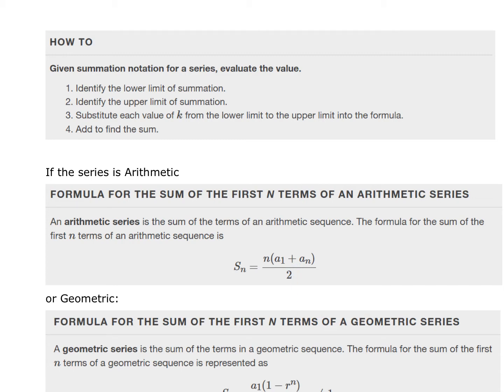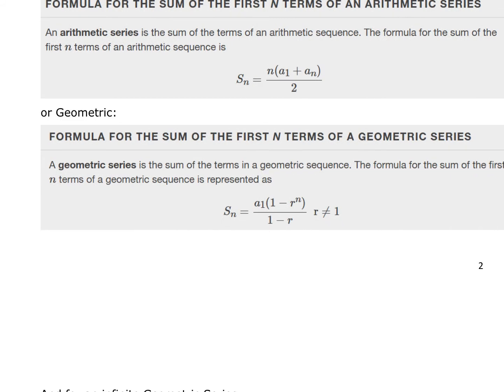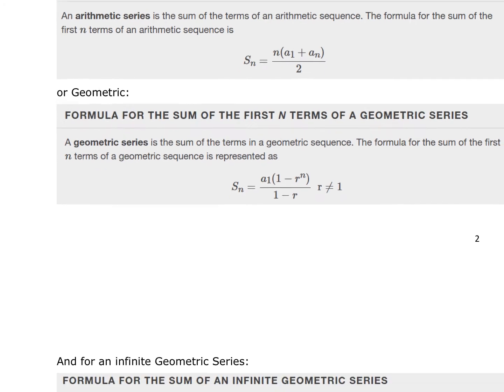If we're looking at a geometric series, we have a formula for that as well. This is for a geometric series in which our ratio is not equal to 1. It is our first term multiplied by 1 minus our ratio raised to the end term. So if I want to have the first 7, I do my ratio, whatever it is, say it's 3, raised to the 7, and then divided by 1 minus my ratio. So we have formulas for those.